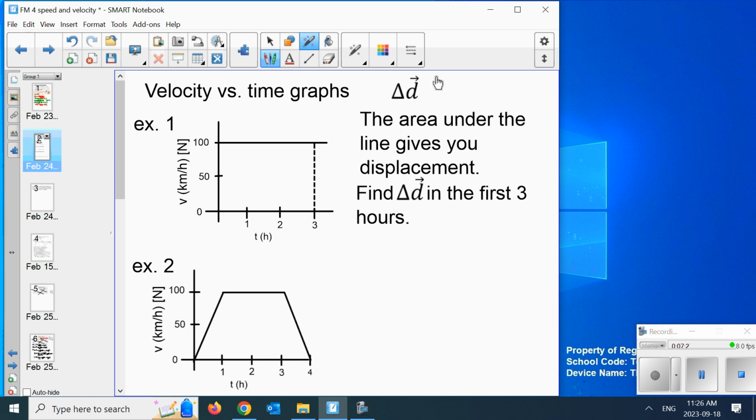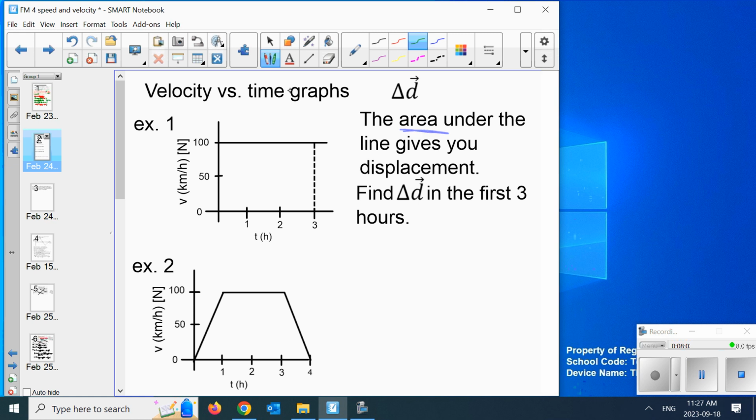The area under the line gives you displacement. Find the displacement in the first 3 hours. I gave something very easy because I said 100 kilometers per hour. That's north on this, right? You're going 100 kilometers per hour for 3 hours. I think you actually already know the answer. 300 kilometers north, right? But I want you to see this, thinking it through this way, and there's a reason. Start easy, then get tough, right?